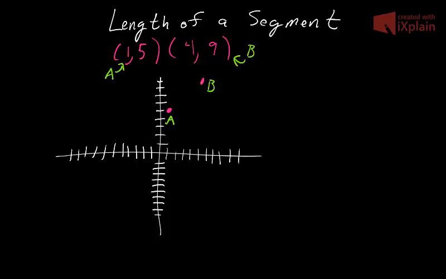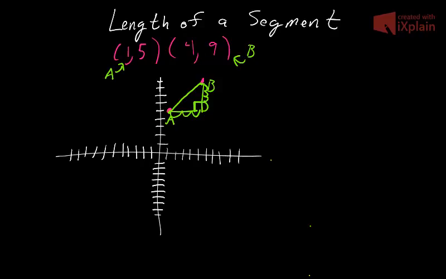That's A, and that's B. If I want to figure out the distance, we have to look at what we know so we can figure out how far it is from A to B. A starts at 1 and B's x value is 4. So to get from 1 to 4, I'd have to go over 1, 2, 3 times. A's y value is 5 and B's y value is 9. So to get from 5 to 9, I'd have to go up 1, 2, 3, 4 spaces. So I'd have to go over 3 and up 4.